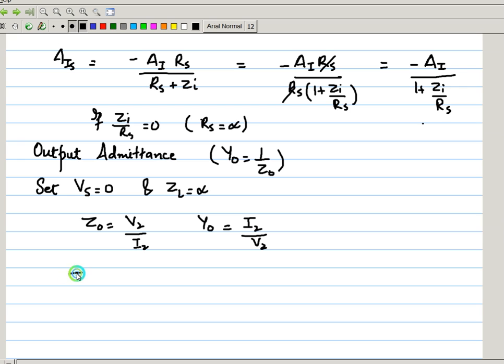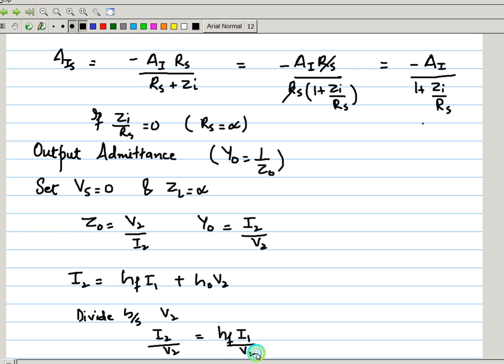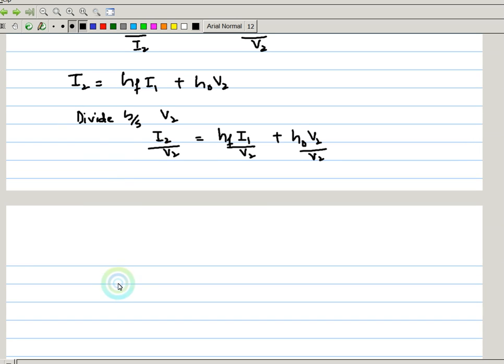Now, what is I2 equal to? We already know I2 is equal to HF into I1 plus HO into V2. Let us take this equation and divide both sides by V2. We get I2 upon V2 is equal to HF I1 by V2 plus HO V2 by V2. V2 and V2 get cancelled out, so I2 by V2 comes out to be HF I1 by V2 plus HO.